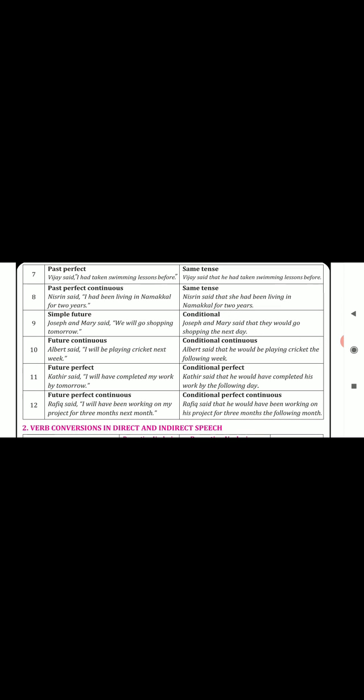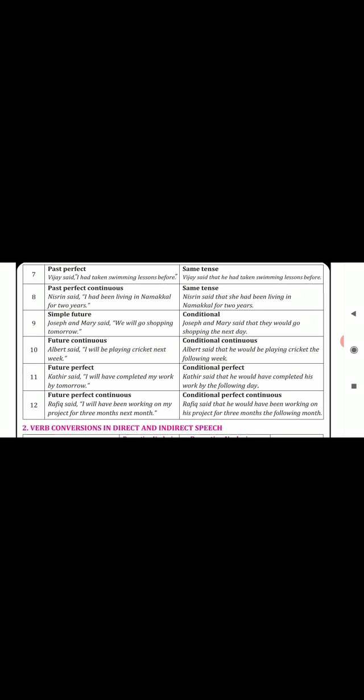Then past perfect tense with example. Vijay said, "I had taken swimming lessons before." So here "had taken" is a past perfect tense verb in the reported part. So here we need not change the tense. We can use the same tense, past perfect tense, in indirect speech also. Sentence: Vijay said that he had taken swimming lessons before.